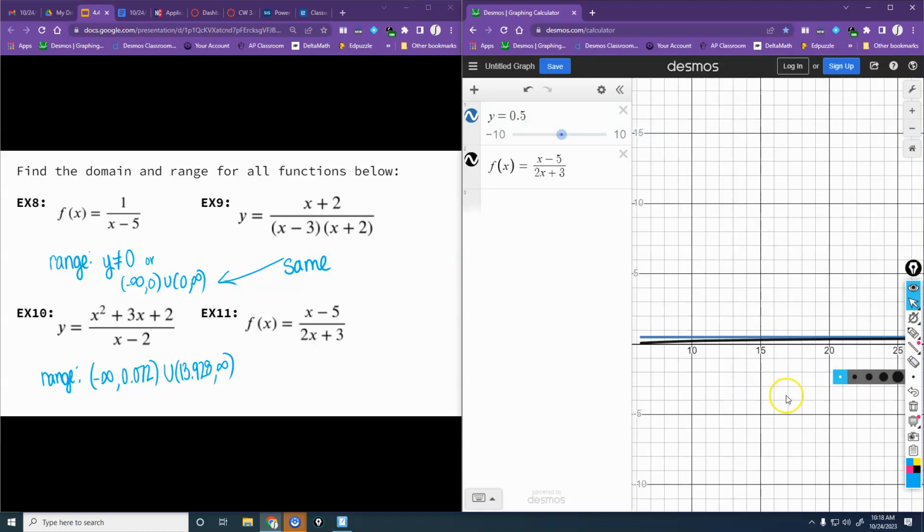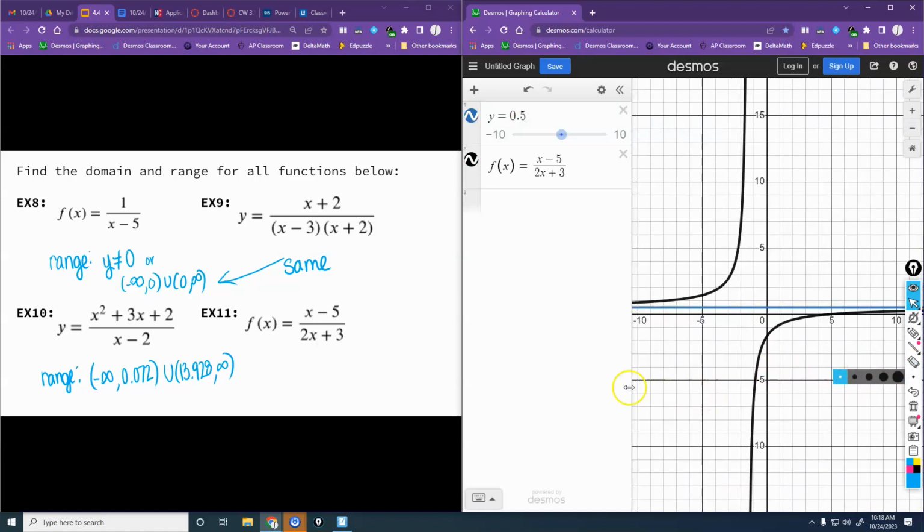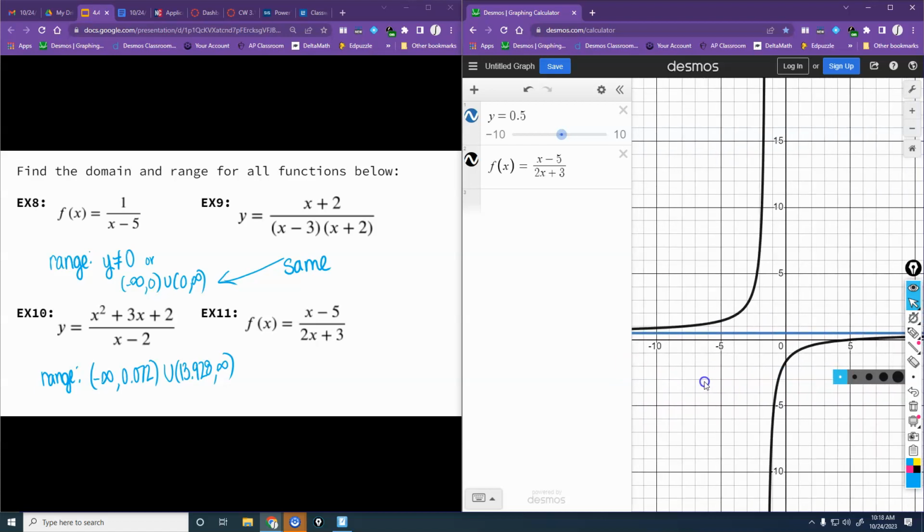Hopefully that'll be multiple choice, so you'll have some options to test, because it's a little hard to tell without knowing some calculus how to find that the other way. So my range here would be y cannot equal 1/2 or 0.5. Or it might be written like this, negative infinity to 1/2, and then 1/2 to infinity.